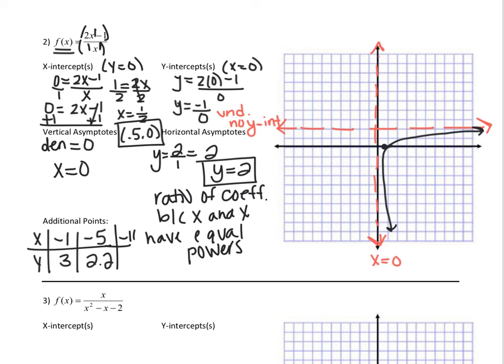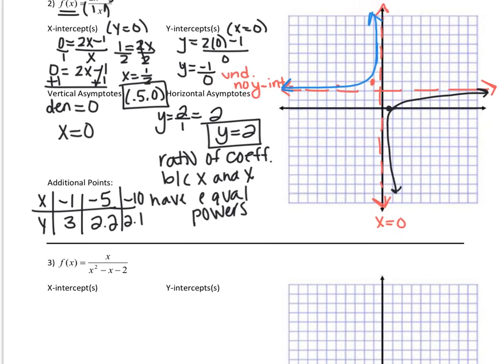So -10 and 2.1. So if we graph these 3 points, when x is -1, y is 3. When x is -5, 1, 2, 3, 4, 5, we're going to go up 2.2. So somewhere around there. And 2.1 when x is -10. So this graph must be going like this. And that's it. That's what your picture should look like.